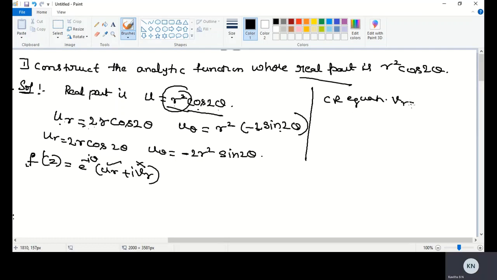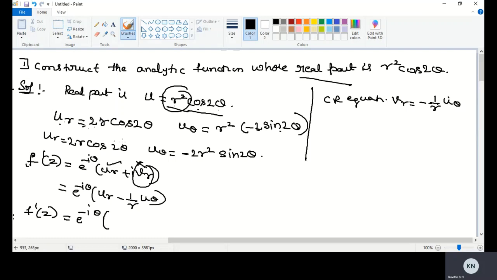Dr is nothing but minus 1 by r u theta, which means e to the power of minus i theta ur, right, as it is. In place of dr, substitute minus 1 by r into u theta. So f dash of z is equal to e to the power of minus i theta ur. Observe here, ur is 2r cos 2 theta, minus 1 by r.